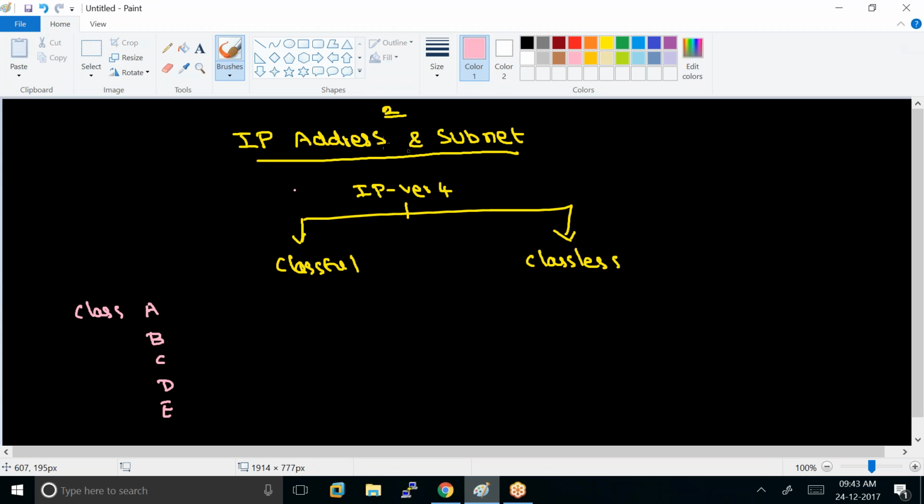We have 5 classes. Here, the address size of IP version 4 is 32 bits. This 32-bit address is divided into groups of 8 bits called octets. Each and every octet can have a value from 0 to 255.